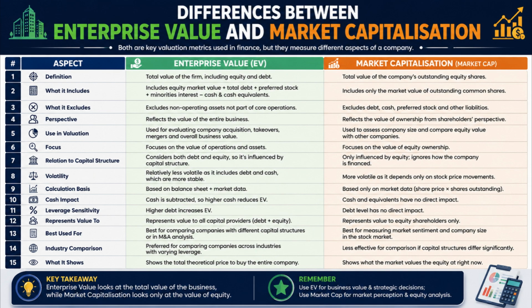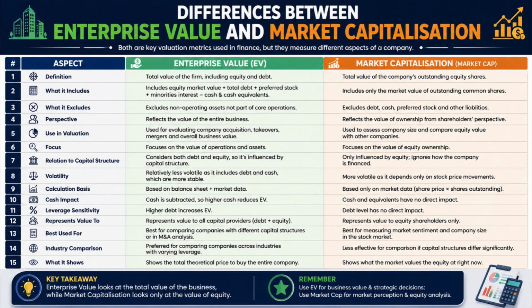Number 6. Enterprise value focuses on the value of business operations and assets, whereas market capitalization focuses only on equity ownership. Number 7. Enterprise value considers the company's capital structure including debt and equity, whereas market capitalization ignores how the company is financed.